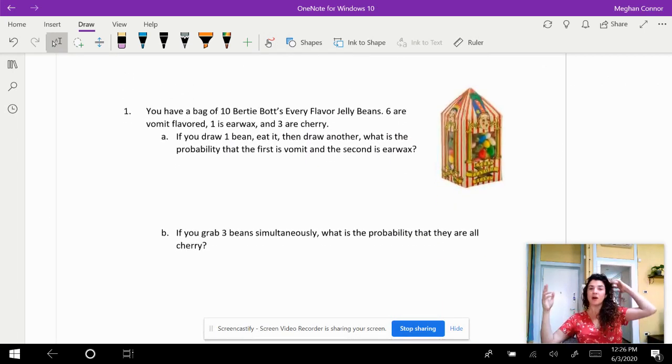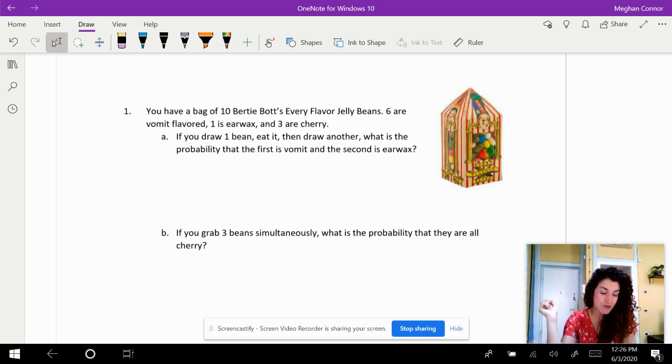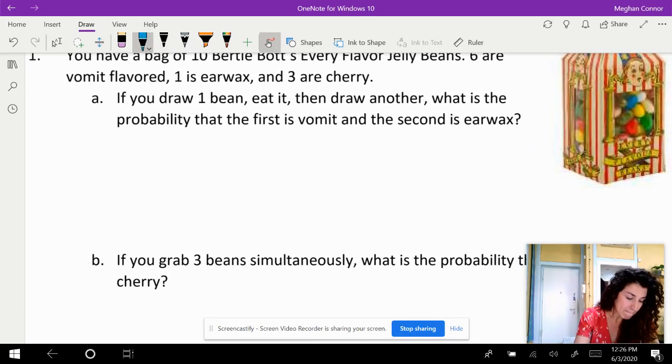So a classic example is marbles, or we can talk about jelly beans. You've got a bag of 10 Bertie Bott's Every Flavor jelly beans. There are 6 that are vomit flavored, 1 that is earwax flavored, and 3 that are cherry. If you draw one bean and then eat it and then draw another one, what is the probability that the first is vomit and the second is earwax? This is a dependent occurrence because the number of beans left over changes as you're pulling them out. It's still multiplication because we're talking about "and."